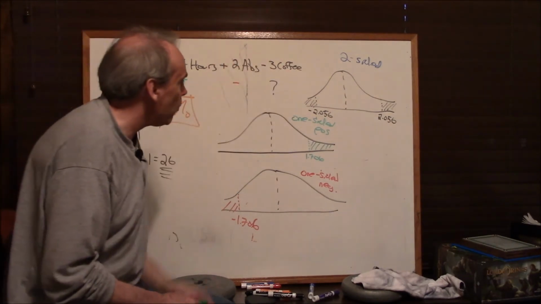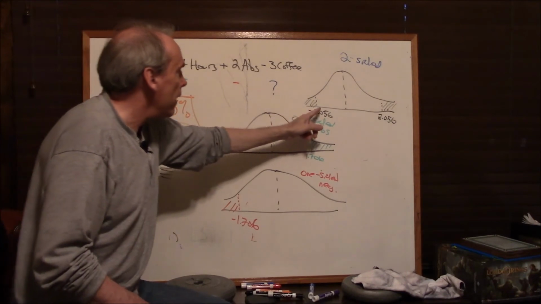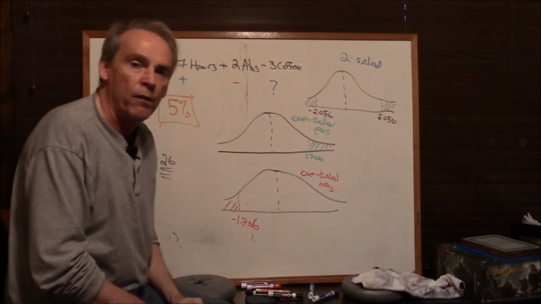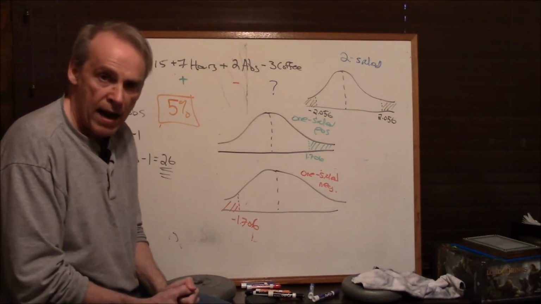On the two-sided one, we don't care what the sign is. We just want to know, is it to the left of 2.056 or to the right of 2.056 over there? If it is, we reject the null hypothesis. If we don't, we haven't.